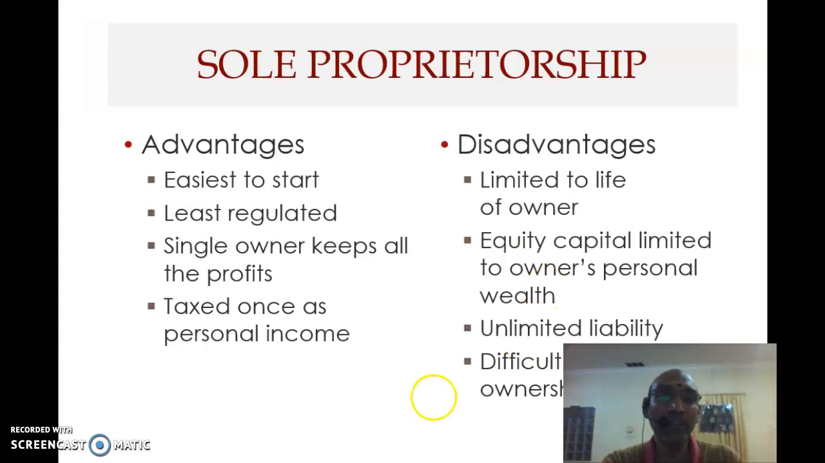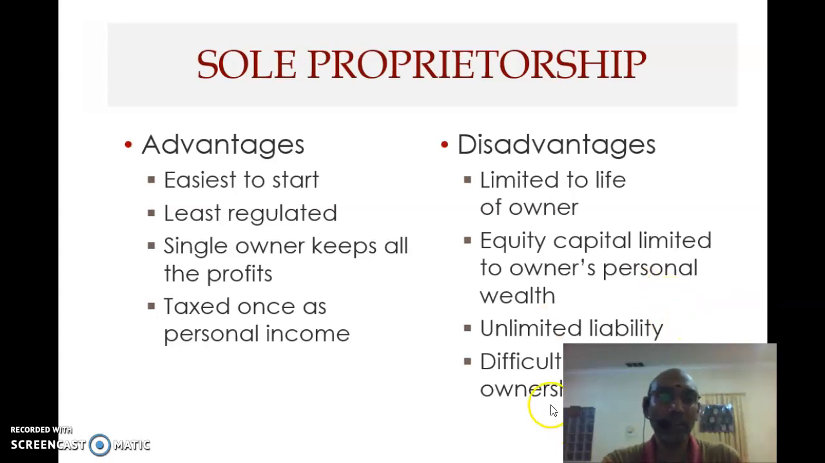Then the third disadvantage is that it has unlimited liability. What does unlimited liability mean? It means that if the liability of the firm or the business is not paid using the resources of the firm, then the stakeholders, probably the creditors, can obtain the payment from liquidating the owner's personal assets, not only the firm's assets but also the personal assets of the owner. So the liability is unlimited. That's a major disadvantage of sole proprietorship.